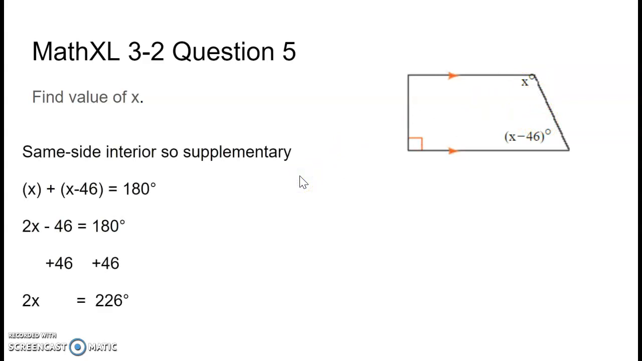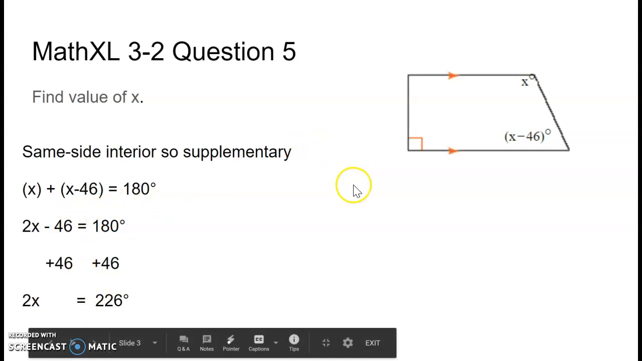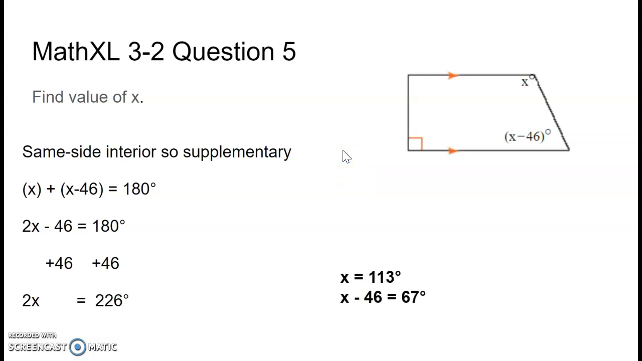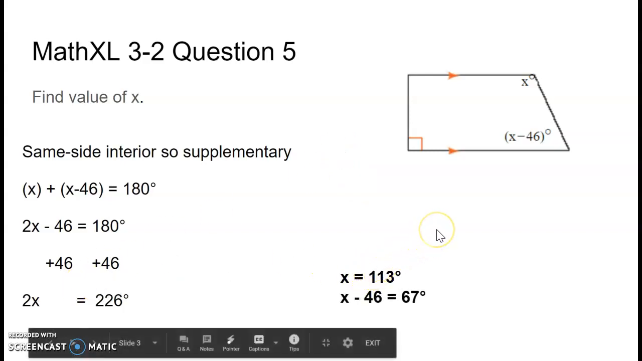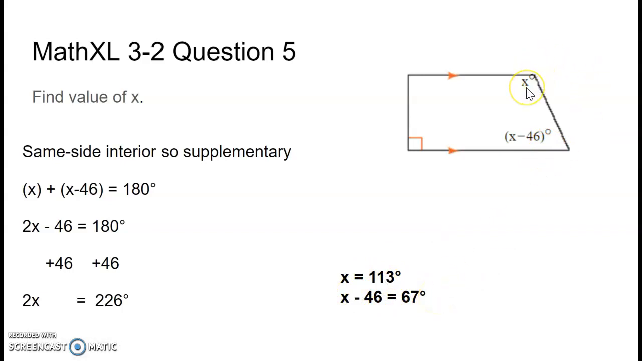Okay. So now look at how we set this equation up. The first angle is x. The second angle is x minus 46. Add them together to equal 180. Combine your like terms. x plus x is 2x minus 46 equals 180. Boom. Adding 46 to both sides to cancel out the negative 46, and you end up with 2x equals 226 degrees. Okay? So now what? Well, if we solve by dividing by 2, we end up with x equals 113. And x minus 46 would be 113 minus 46, or 67 degrees. So the top angle is 113 degrees, the bottom angle is 67.